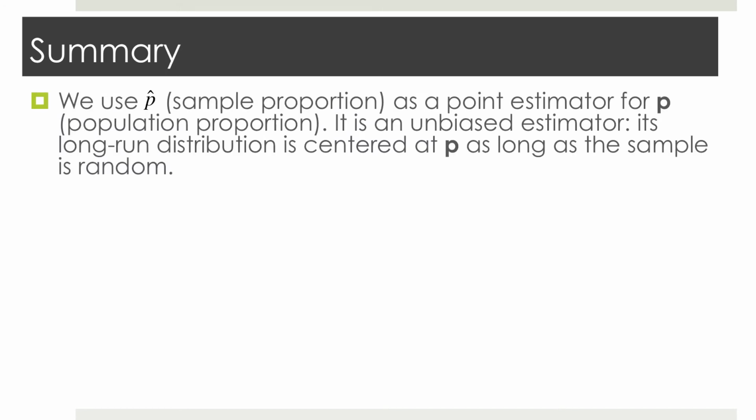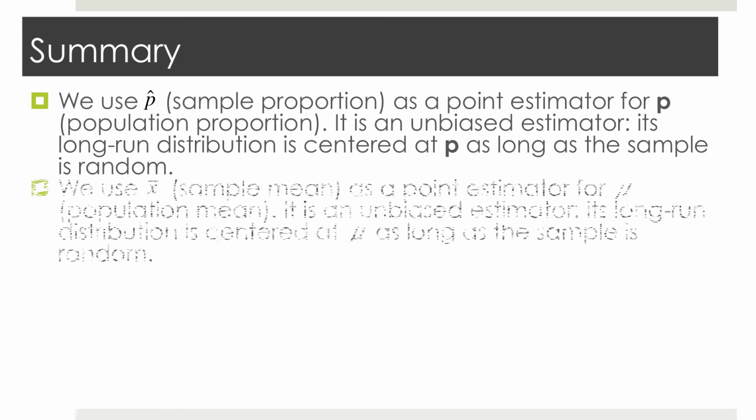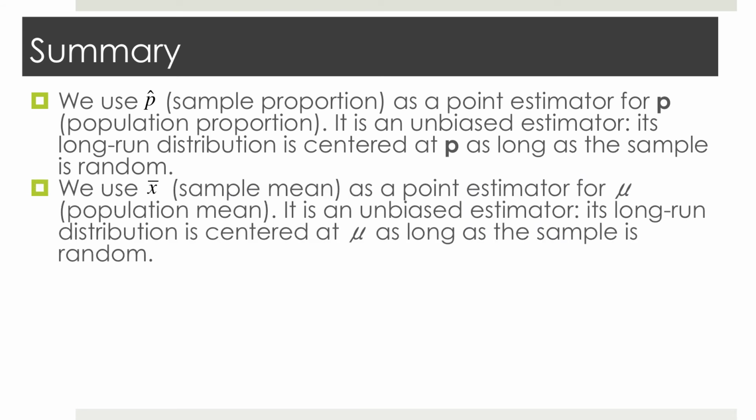So let's do a quick summary. First, we're going to use p hat, the sample proportion, as our point estimator for p, our population proportion. This is an unbiased estimator. Its long-run distribution is going to be centered at p as long as the sample is random. Likewise, we're going to use x bar, the sample mean, to estimate mu, our population mean. It's also unbiased, and its long-run distribution is going to be centered at mu, as before, as long as the sample is random.